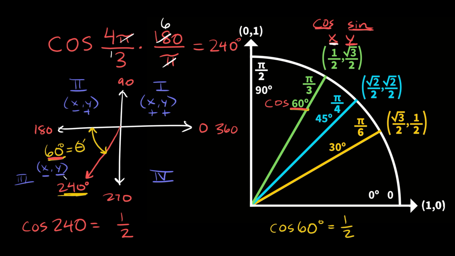Negative, negative. So in quadrant 3, since all the x coordinates are negative, and again, we know that cosine just means it's an x coordinate, that means the cosine of 240 degrees is equal to negative 1/2.